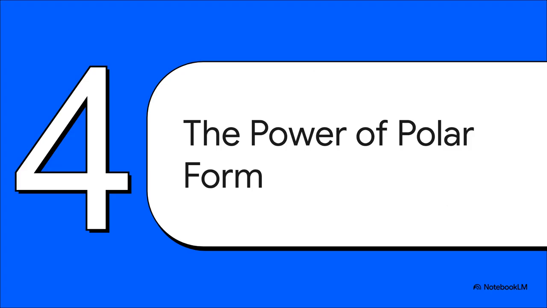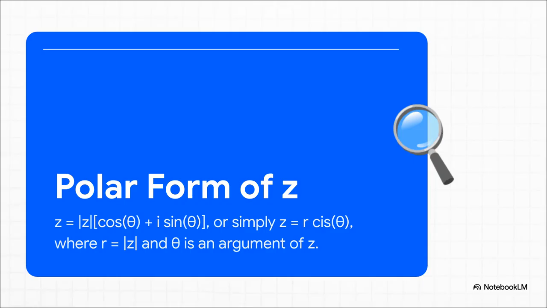Okay, so you might be thinking, why did we go through all that? Here's why. This is the payoff, because thinking this way in polar form unleashes some seriously incredible power, especially when it's time to multiply. So here it is. Any complex number can be written out in its polar form. You have r, the distance, multiplied by this combination of cosine theta plus i times sine theta. Now that cos theta plus i sine theta bit is a mouthful, so mathematicians often just shorten it to cis theta.